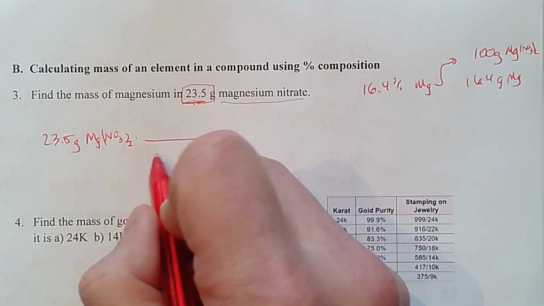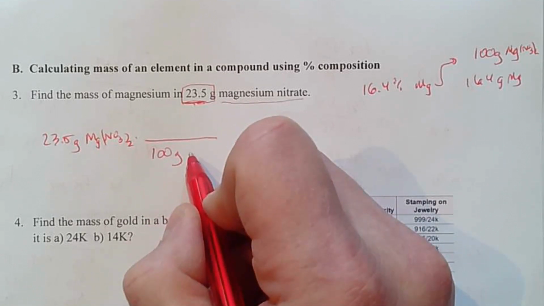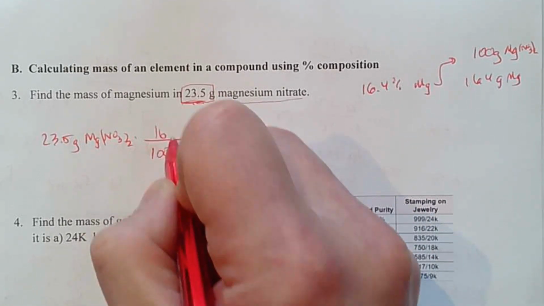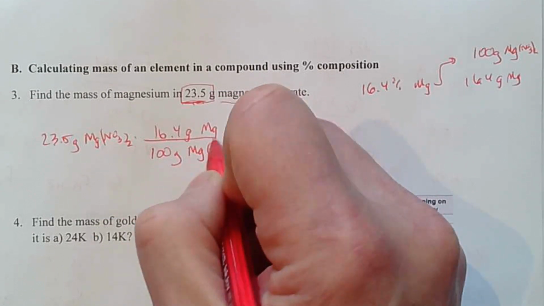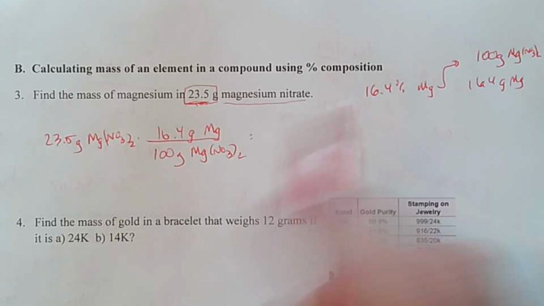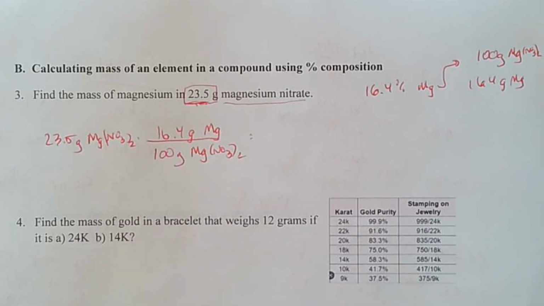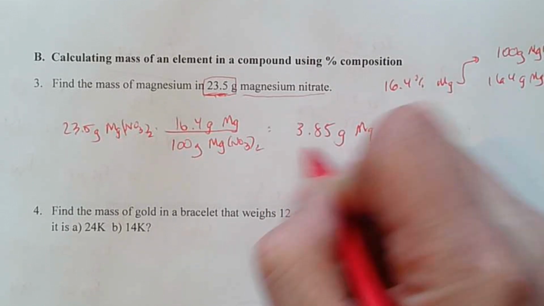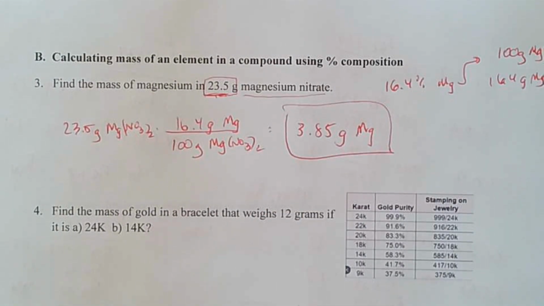So for every 100 grams of magnesium nitrate, we have 16.4 grams of magnesium. And you notice we're just multiplying by this percentage converted back into a decimal. So we should have 3.85 grams of magnesium in that sample.